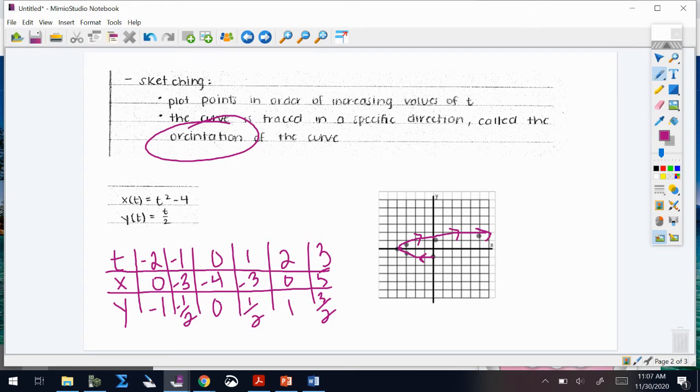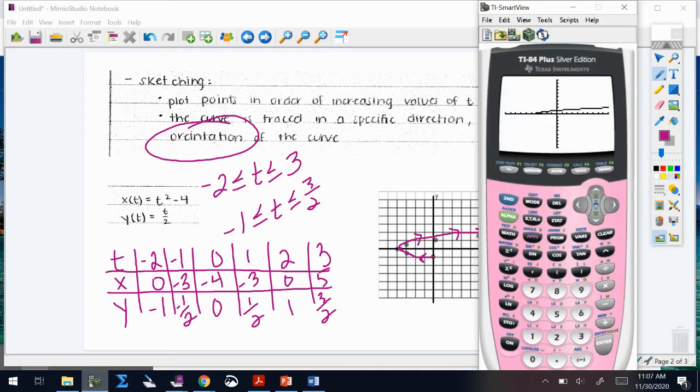Now, you can change your parameter and still get the same graph. For example, if I were to graph this, I did from -2 to 3. I could also graph it from -1 to 3 halves, and I would get the same graph, but it would be traced more rapidly. So you would have the same picture, but the speed would speed up. The speed would be faster. So we can also use this idea to show speed.